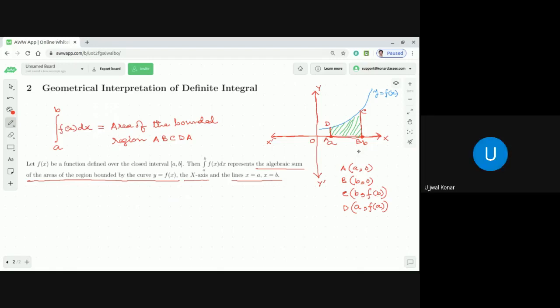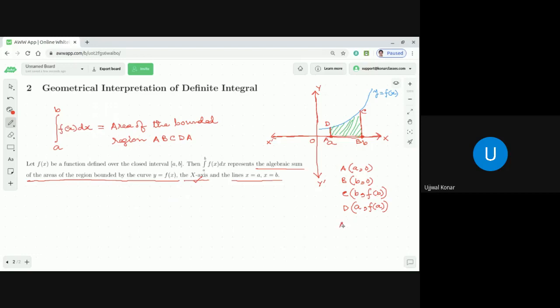What are the three lines? First line was the x-axis, that is this one. Second line was the straight line parallel to the y-axis at the point a comma 0, that is nothing but x equal to a. Correct or not? What is the equation of the straight line AD?